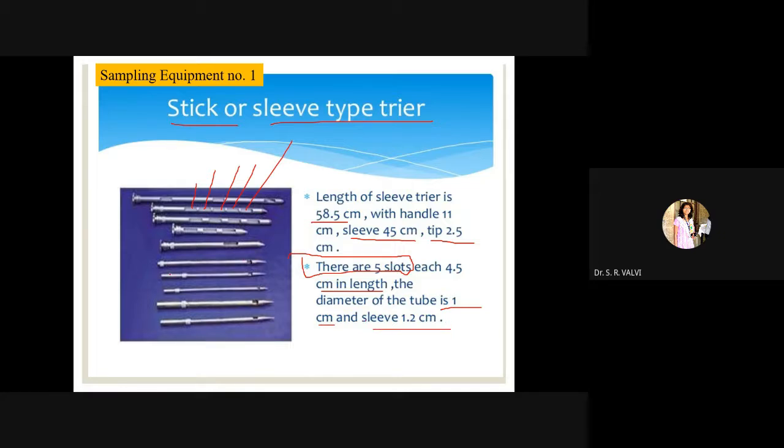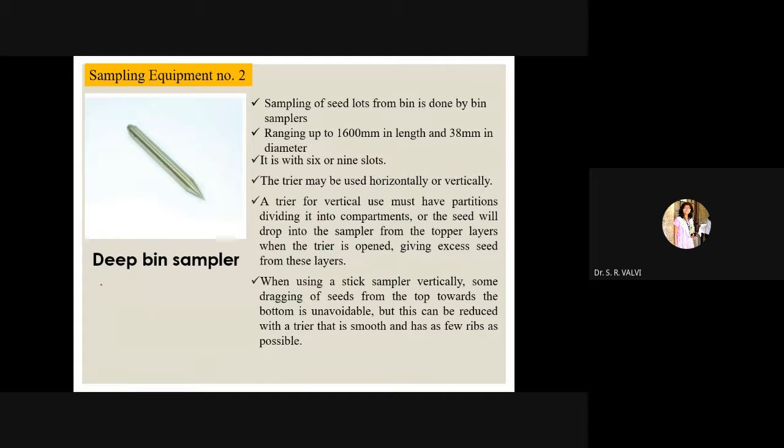So likewise, these stick or sleeve type triers are made. Now, the next instrument is the deep bin sampler. Suppose you have a bigger bin in which the seeds are kept. How are you going to take out a sample from it? This is the bin sampler, with the help of which you are going to take out the sample from that bin, right?